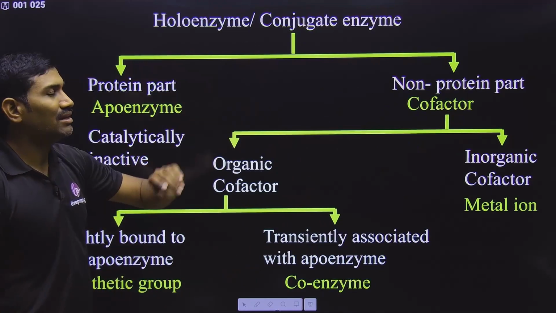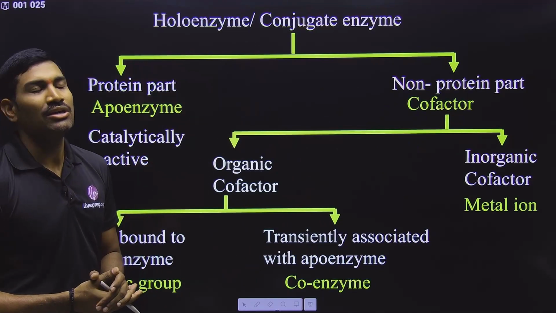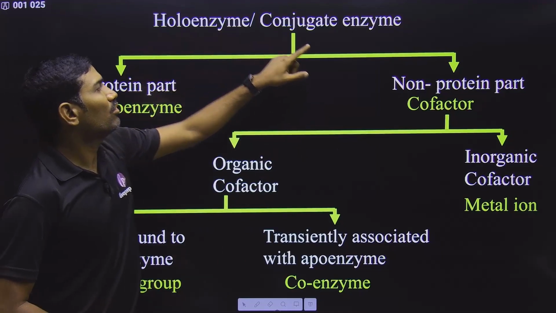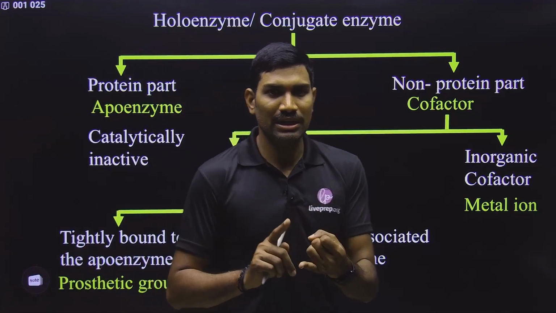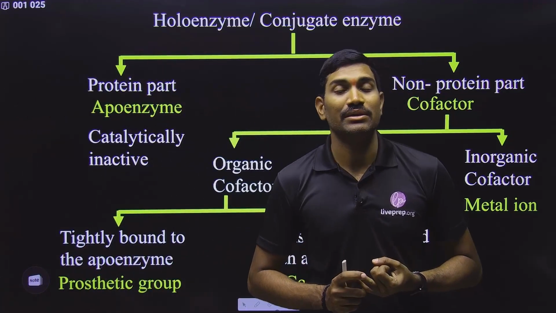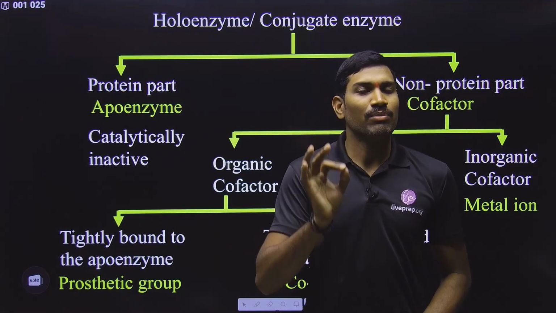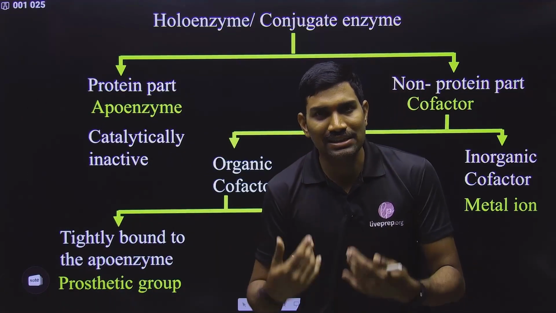Clear? And finally we are talking about the cofactor concept. Before directly going with the cofactor, first we need to talk about holoenzyme or conjugate enzyme. This is one type, and the other one is called simple enzyme. What is a simple enzyme? In the case of a simple enzyme, a protein part will be there, and that protein part itself will act as an enzyme.